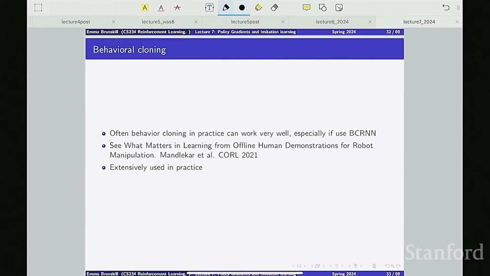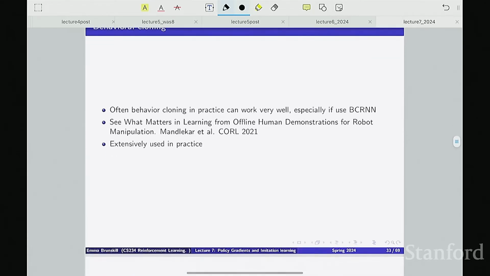Yeah, it's a good question. So this is always just a really good thing to try. It's a really natural baseline. It's generally really easy to do. People often report it in offline RL. It's extensively used. It does not always work. Let's see why it might not work.